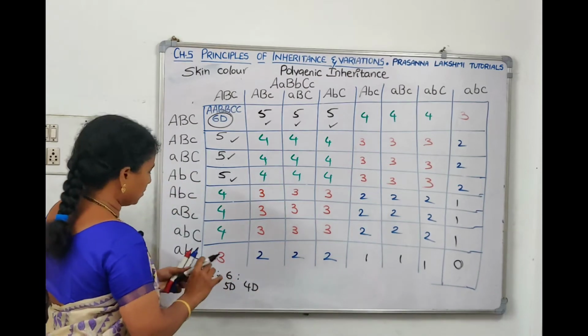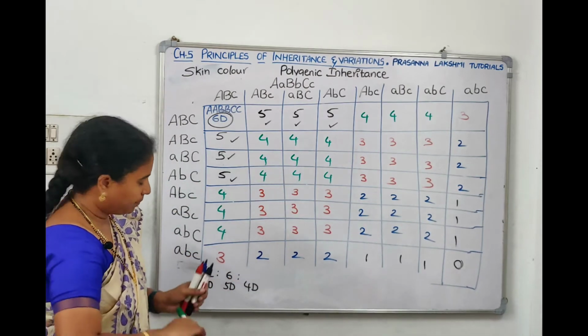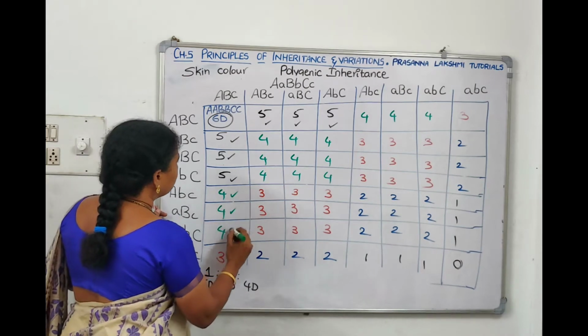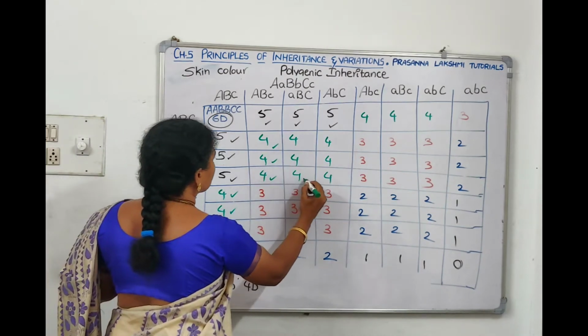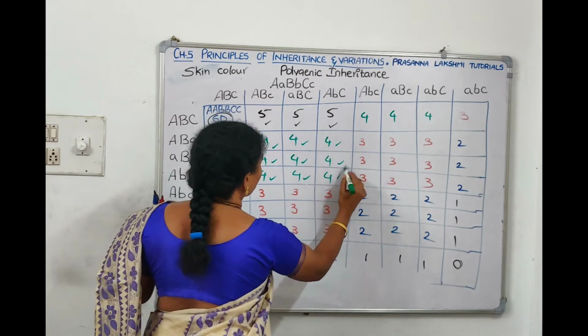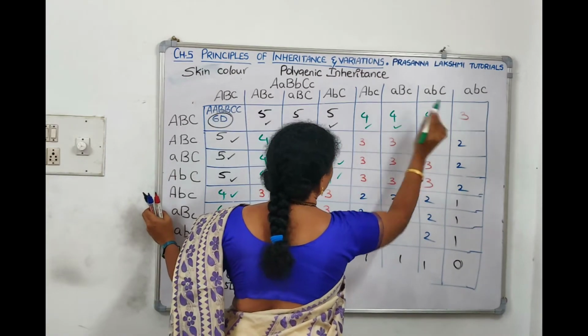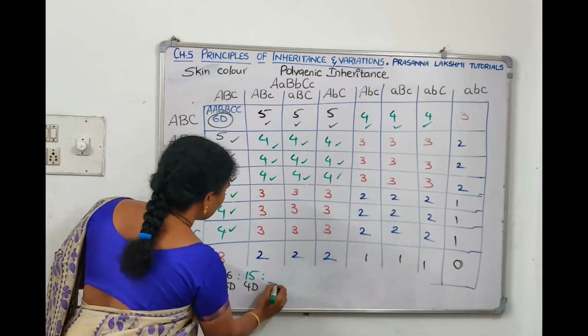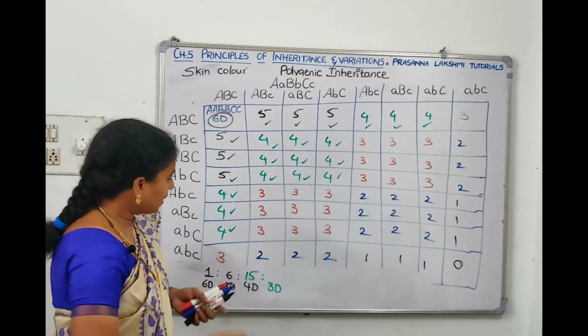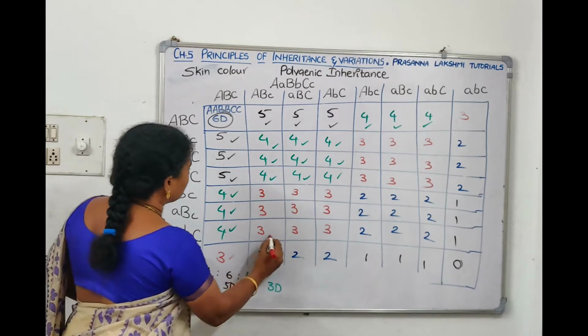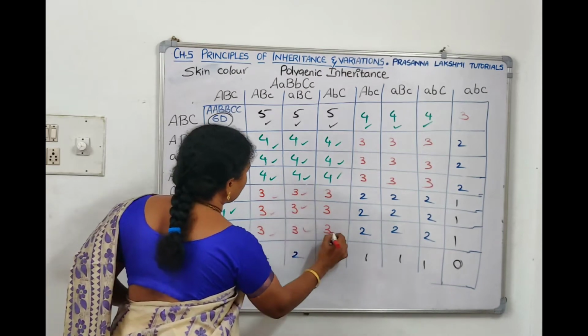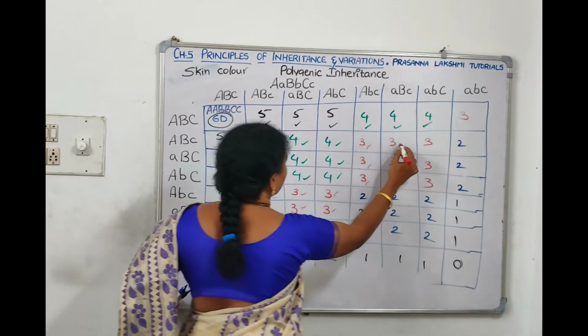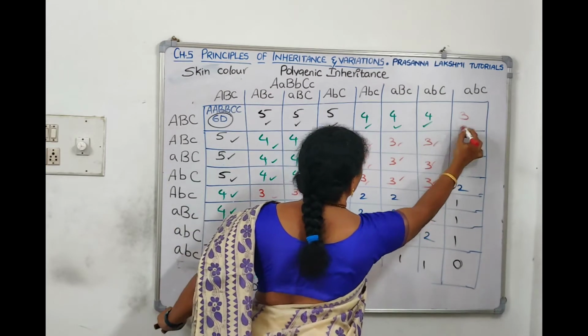How many 4s we got? So the 4s are here 1, 2, 3, 4, 5, 6, 7, 8, 9, 10, 11, 12, 13, 14, 15. So we got 15 4s, then 3 dominant. For 3 we use red color, right? So how many 3s are there? So 1, 2, 3, 4, 5, 6, 7, 8, 9, 10, 11, 12, 13, 14, 15, 16, 17, 18, 19, 20.